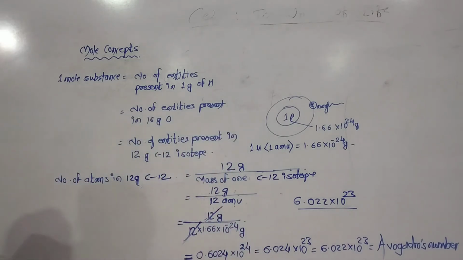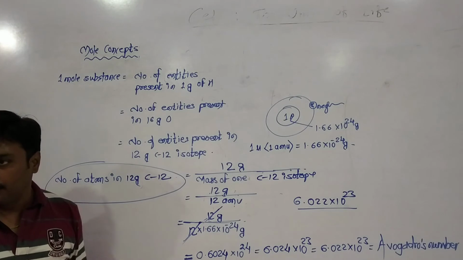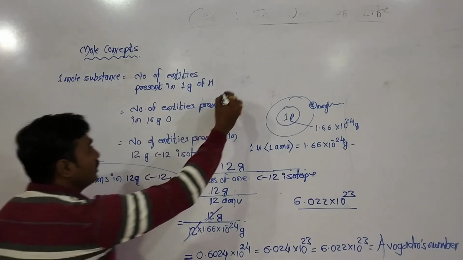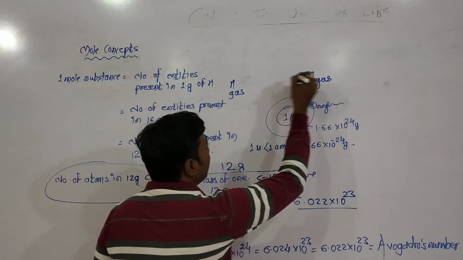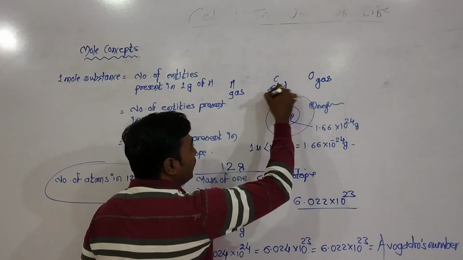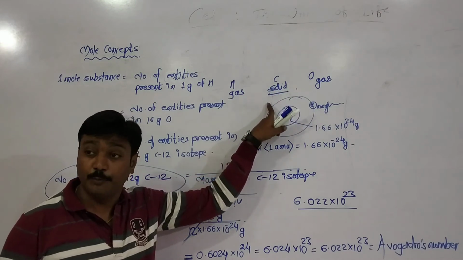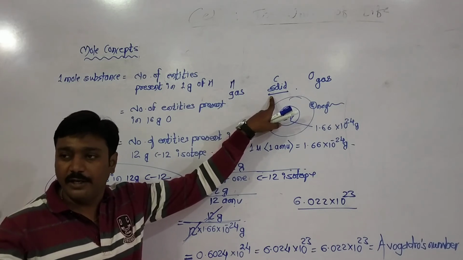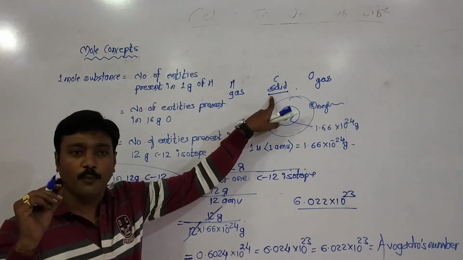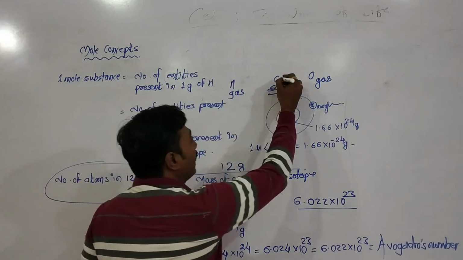But scientists select carbon-12 isotope as a standard for finding the value of 1 mole substance, because hydrogen is gas, oxygen is also gas, and carbon is solid. So scientists take carbon as a standard because it lies between hydrogen and oxygen, and it is solid in state. So the standard for finding the value of 1 mole substance, or the number of particles present in 1 mole substance, will be carbon-12 isotope.